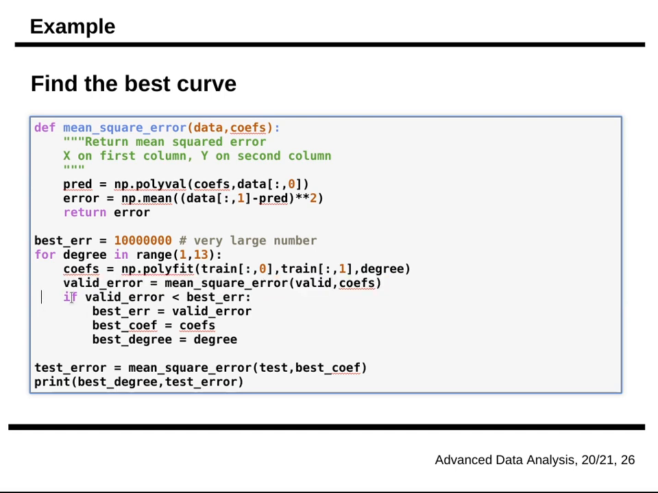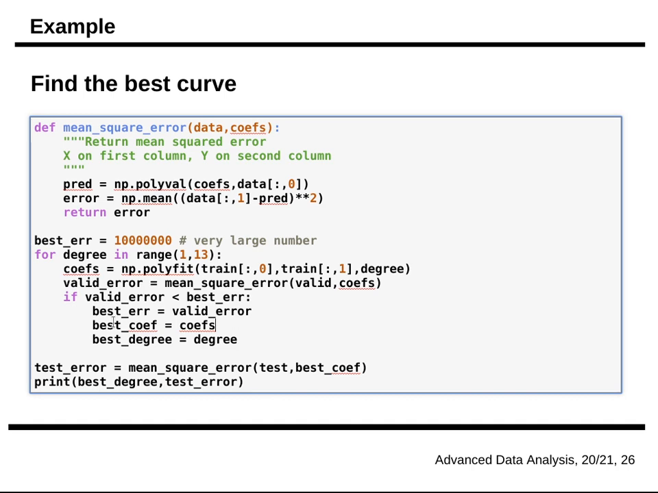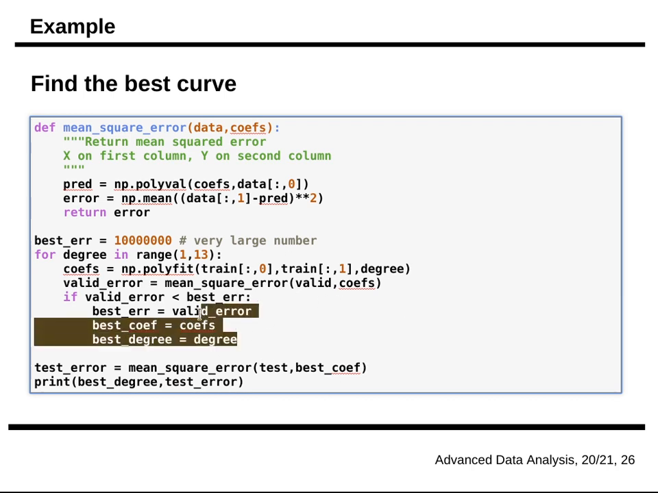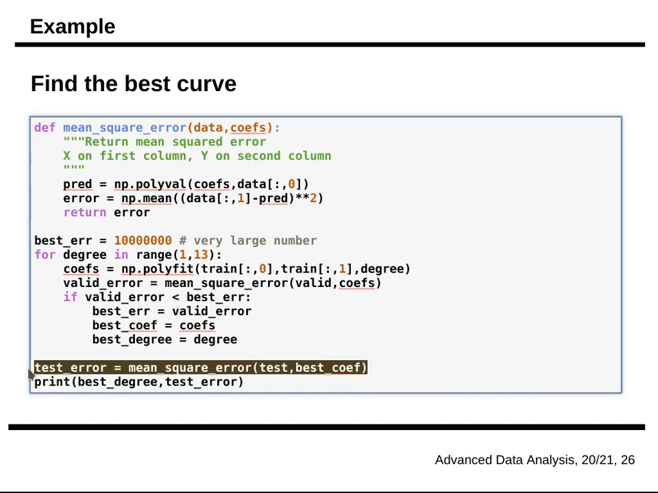And now we can check if the validation error is below the best one so far. So this best error can start with a very large number just to guarantee that we go into this condition at least once. And then we store the best value, the best coefficients, and the best degree that then we can see at the end. And then finally, this is using the validation set to select the best set of coefficients, so the best curve and the best degree. And then we take the best one and compute the error on the test set.